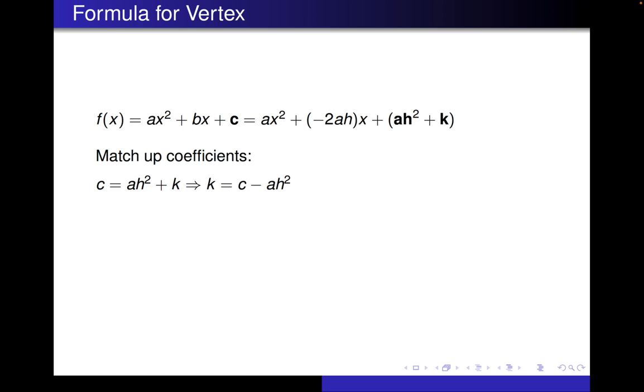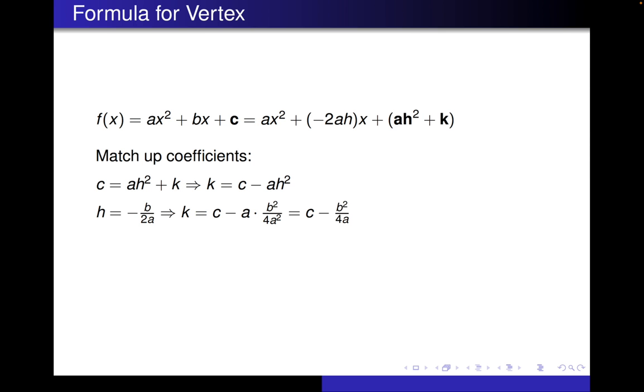And also, I mean, we know what h is. h is negative b over 2a. We just figured that one out. So we can actually plug that into our formula. So instead of c minus ah squared, we have c minus a times, well, we square that negative b over 2a to get b squared over 4 times a squared. So we get c minus b squared over 4a, because the a's will cancel each other in that second term.